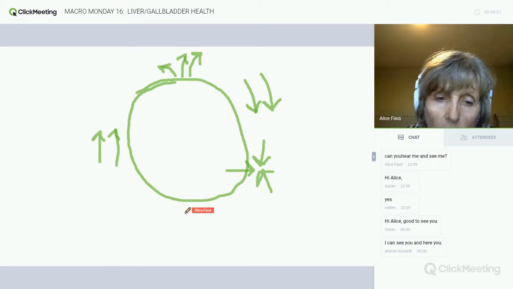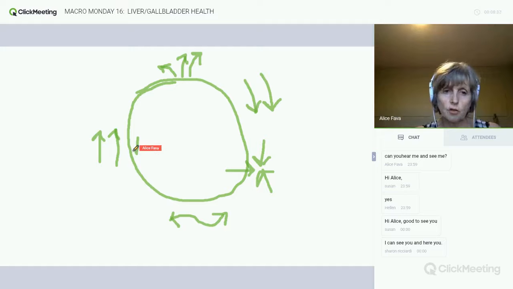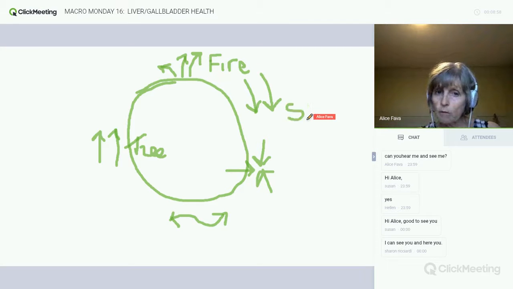And then energy floats. We have floating energy. And each of these 5 transformations has a name. So in macrobiotics, we call this upward energy tree energy. And then upward energy, dispersing energy, or when the energy reaches its highest point, it disperses. Call that fire. Fire energy, a fire element. And then downward energy is soil. Soil energy.